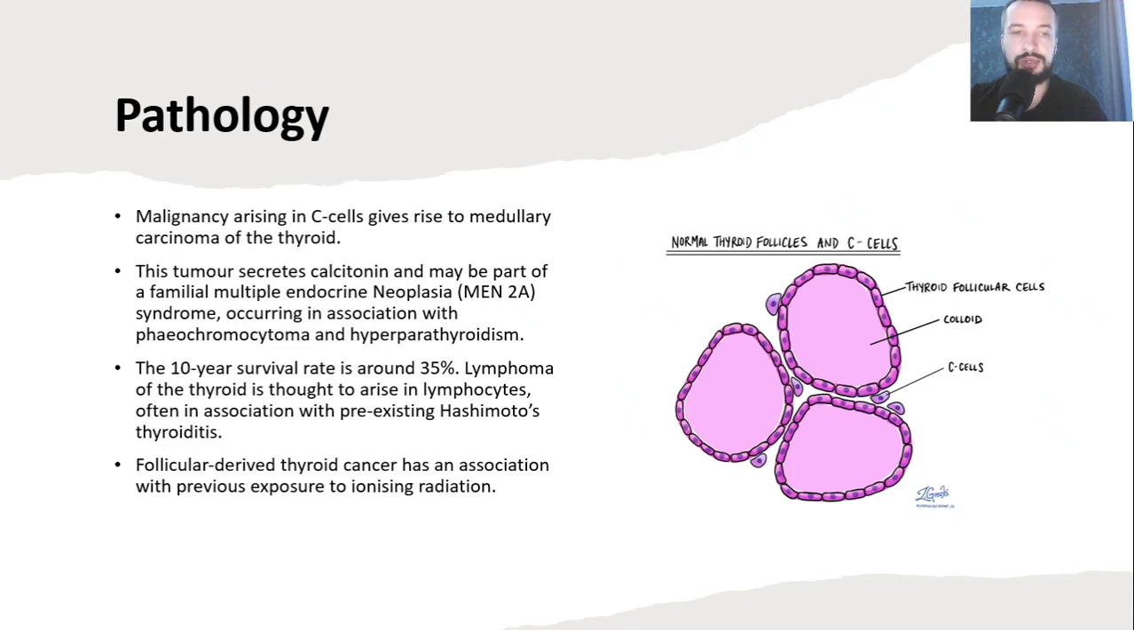Lymphoma of the thyroid is thought to arise in lymphocytes, often in association with pre-existing Hashimoto's thyroiditis. Follicular-derived thyroid cancer has an association with previous exposure to ionizing radiation.